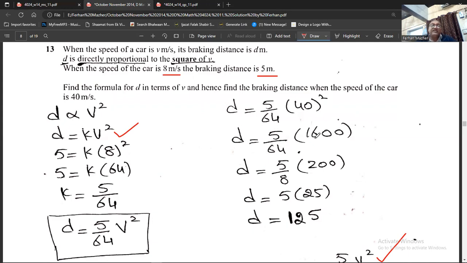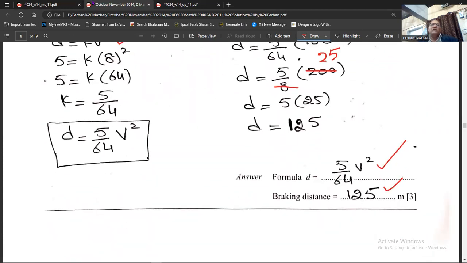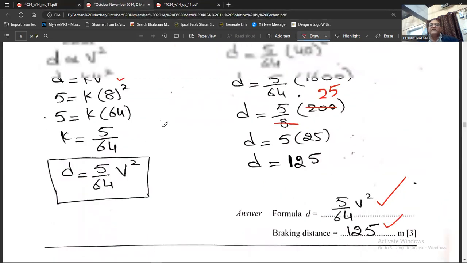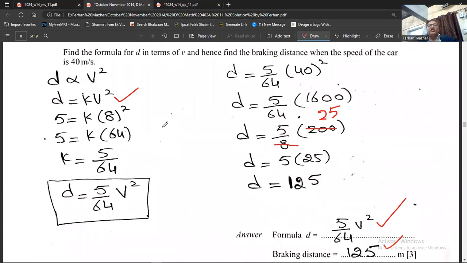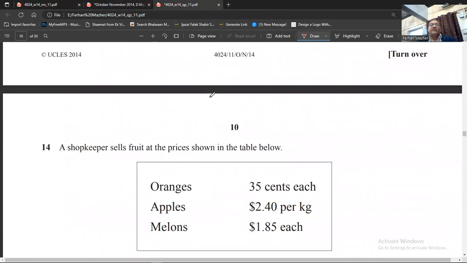So D is equal to 5 by 64 into 1600. Cut with the 8, so you will have 5 divided by 8, and that will be 200. So 8 25s are 200, so 5 into 25, and that will be 125. So 125 is the answer. So our answer is right, and this is the solution of this question. That was a 3 marks question. Hopefully you understand.